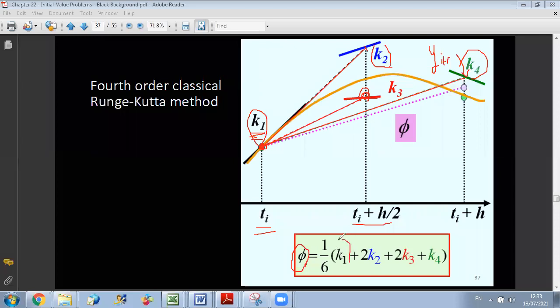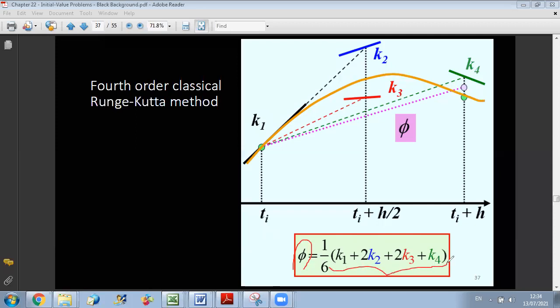For the extreme slopes, I have just a coefficient of 1, while, because the midpoints are of high importance, they will be given a higher weight. So I have a weight of 2 for K2 and a weight of 2 for K3. Now, we will not go over the demonstration of how we got this formula. We are just responsible for knowing that the Runge-Kutta method is a fourth order method, and the mean slope in it is computed as an average, but with different weights for K1, K2, K3, and K4.